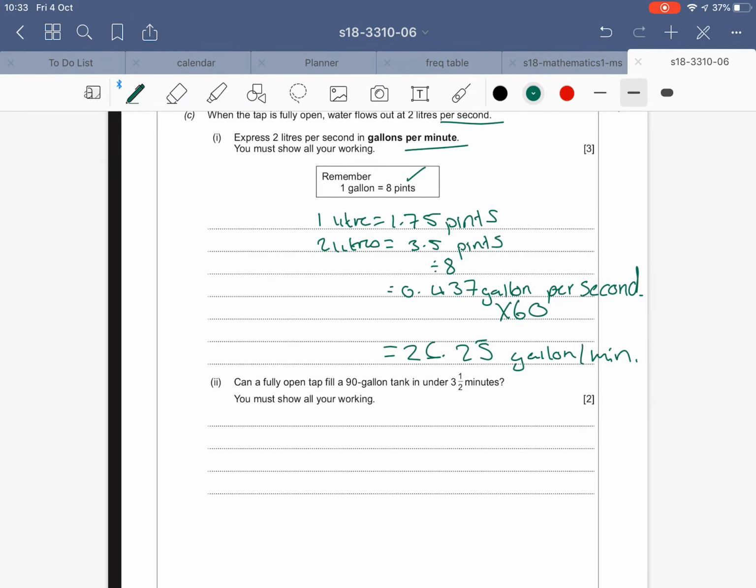Can a fully open tap fill a 90-gallon tank in under 3.5 minutes? Whatever your answer for this one is, you might get this one right or wrong. So 26.25 gallons in 1 minute. Times that by 3.5 minutes, and you get 91.875. So in 3.5 minutes, it can fill 91.8. So yeah, it's going to fill a 90-gallon tank then, isn't it? If we can do 91.875.